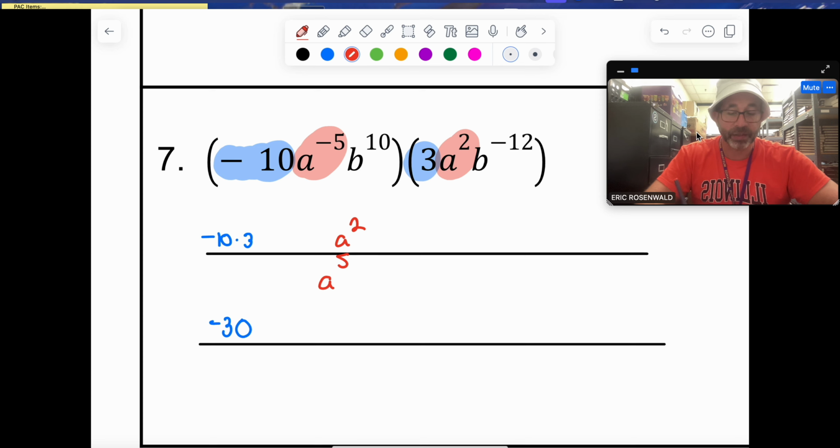Well, who wins the battle? The bottom has more, so remember it's going to be 5 minus 2, which means we're going to have 3 a's remaining on the bottom.